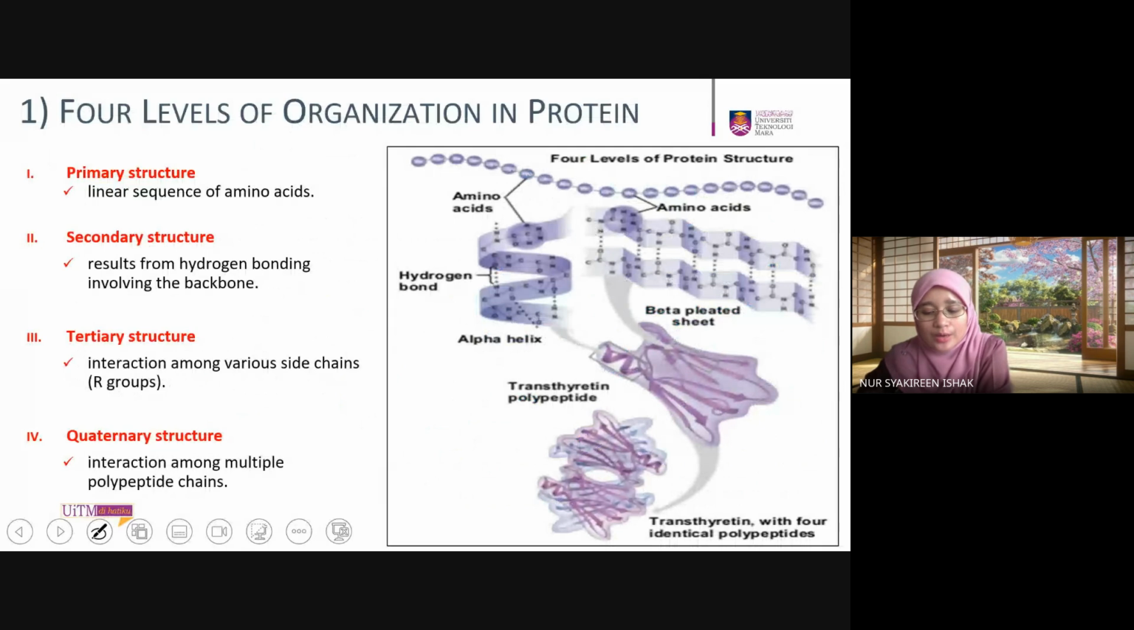Okay, so four levels of organization in protein. You classify protein based on levels of organization. The first level is primary structure, which basically involves an amino acid attached to another amino acid attached to another amino acid through the formation of peptide bonds. Linear sequence of amino acids. That is the basic level of organization.